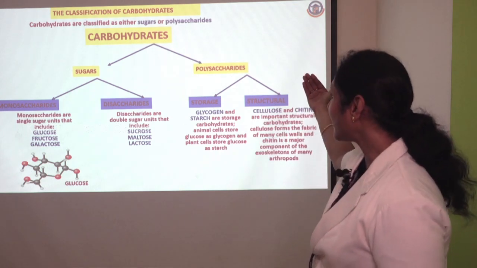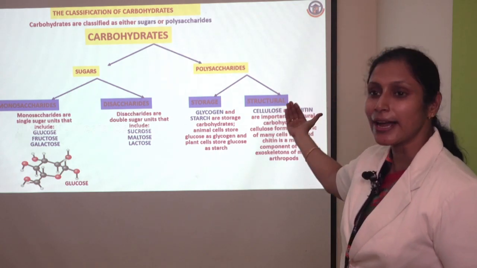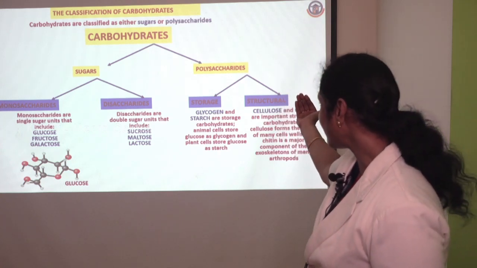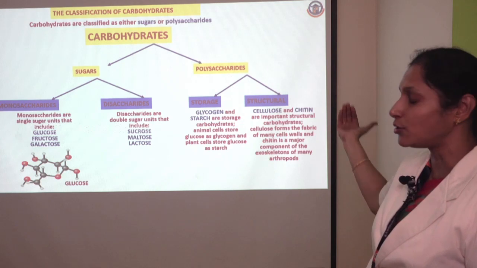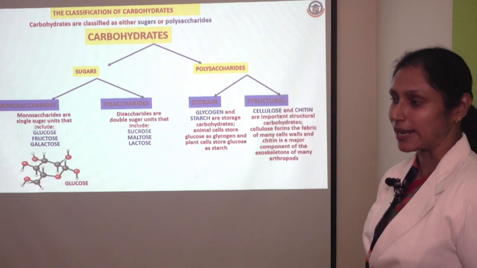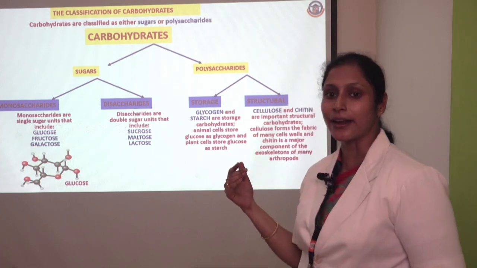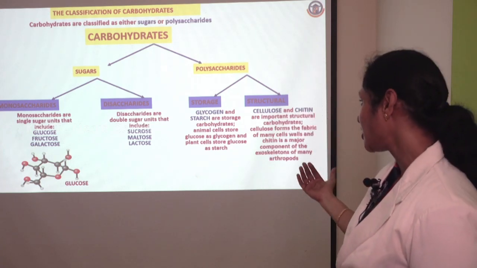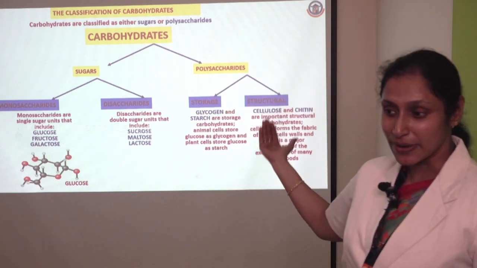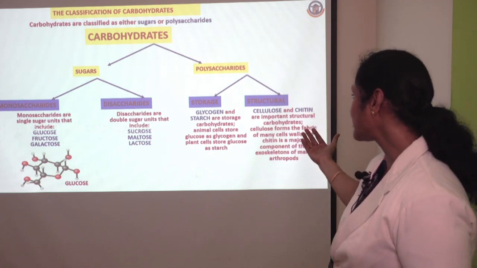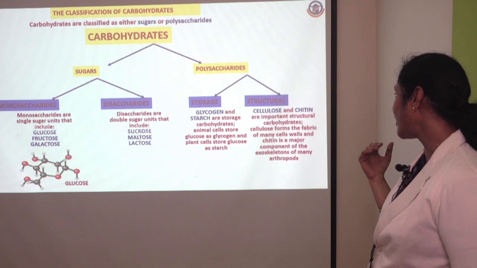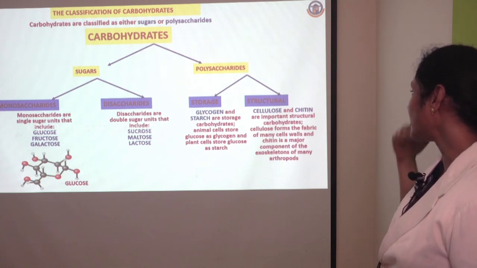Coming to polysaccharides, as I told you already, they are structural components. Again, polysaccharides are classified depending upon their function into 2 types: storage polysaccharide and structural polysaccharide. The best examples for storage polysaccharide are glycogen and starch. Glycogen is stored in animals as a storage form, and plant cells store glucose in the form of starch. For structural polysaccharides, the best examples are cellulose and chitin.